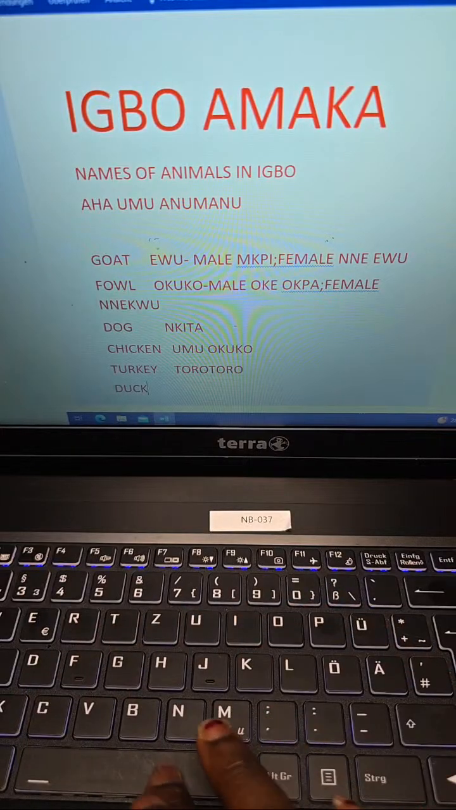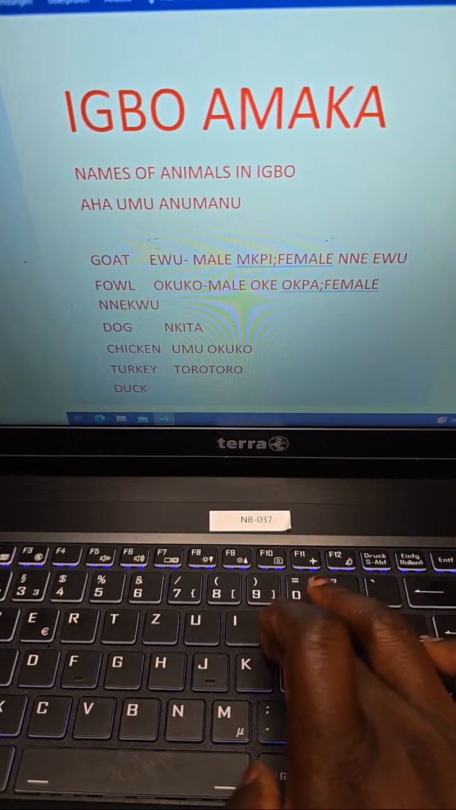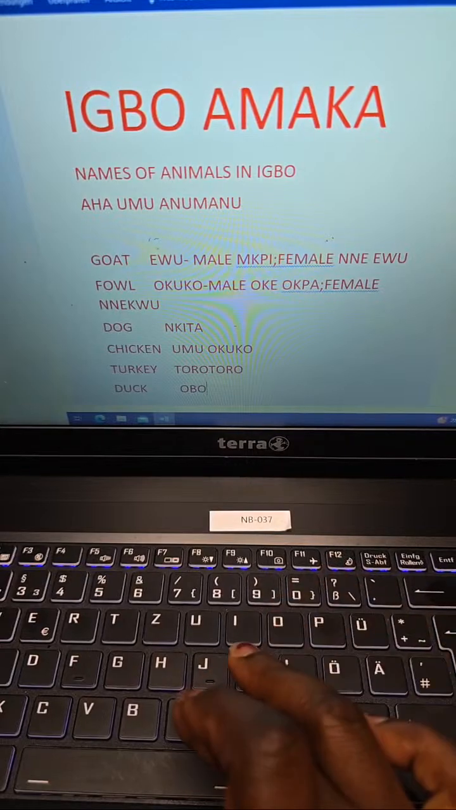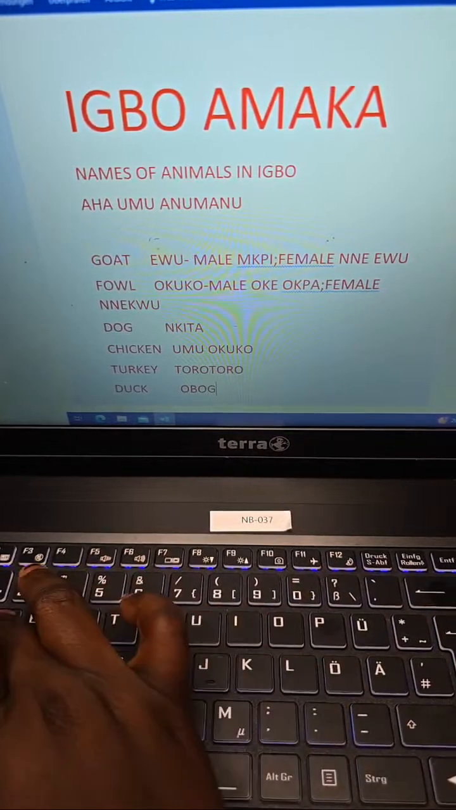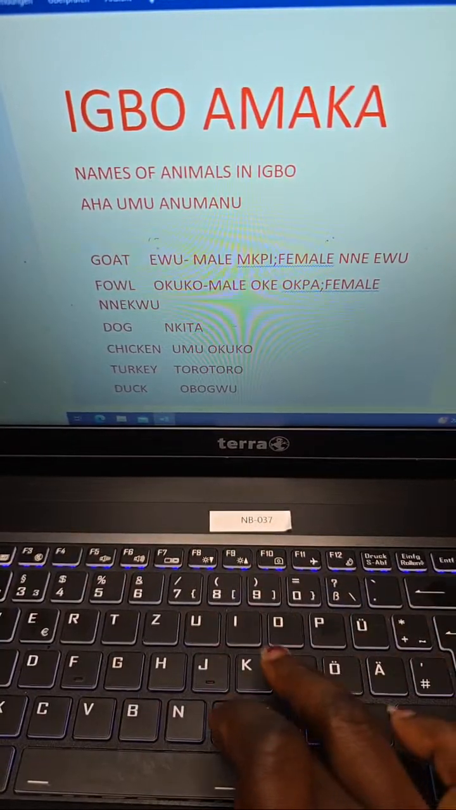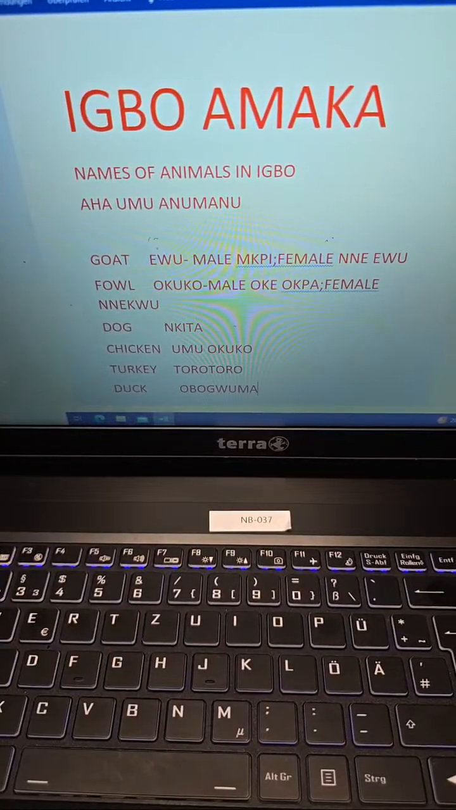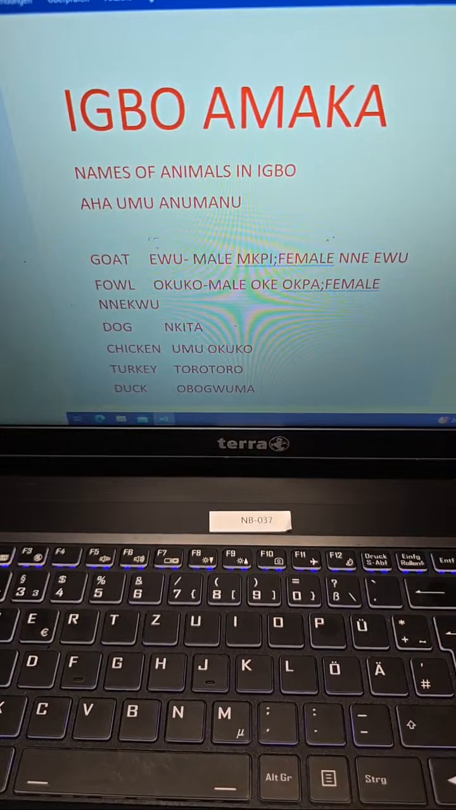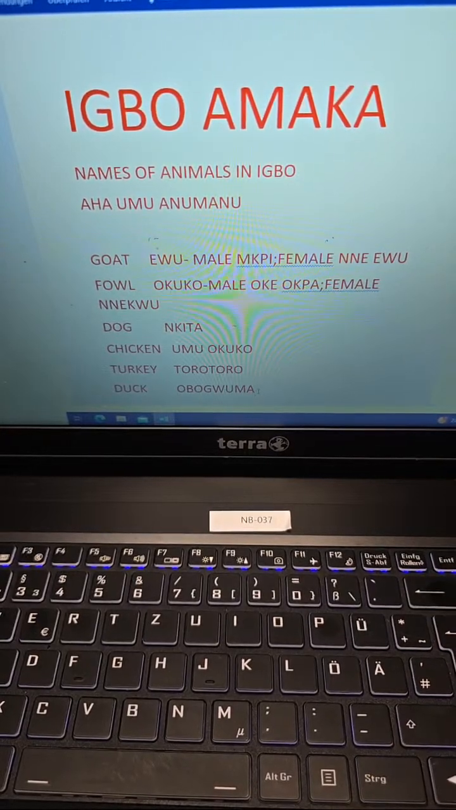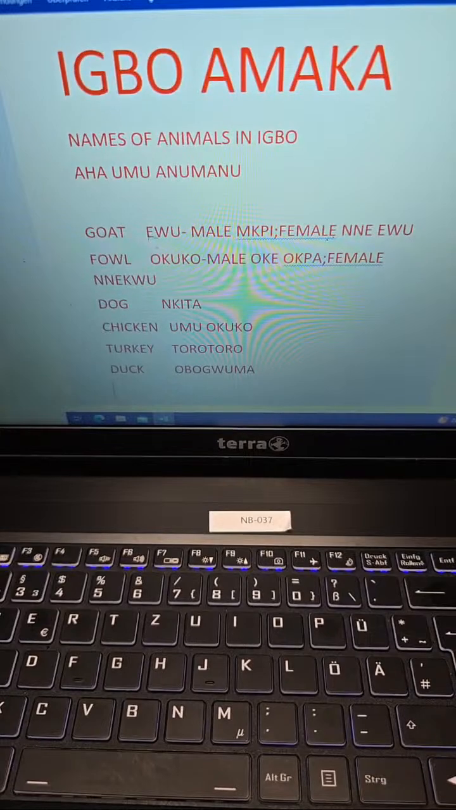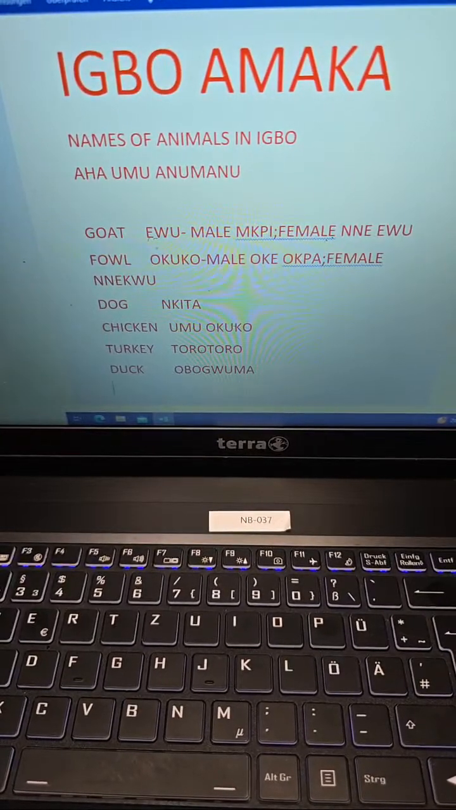Then we have the duck. The duck is known as obogwuma. Duck, obogwuma.